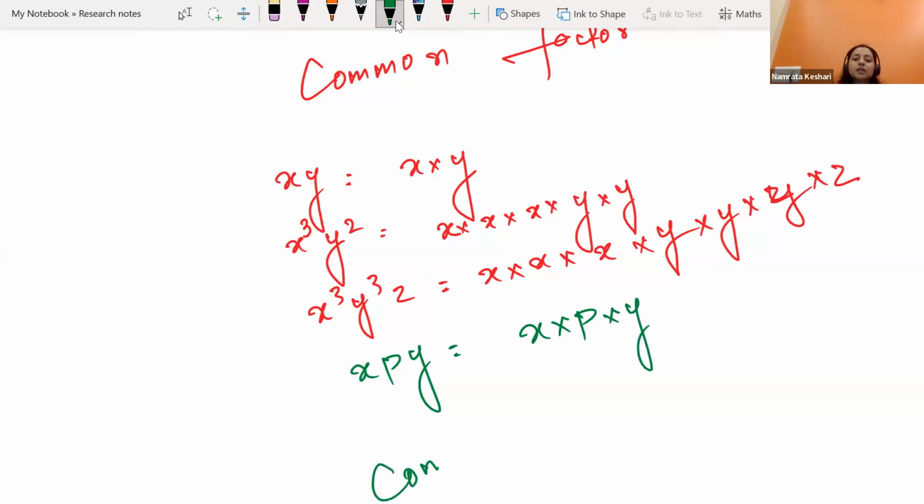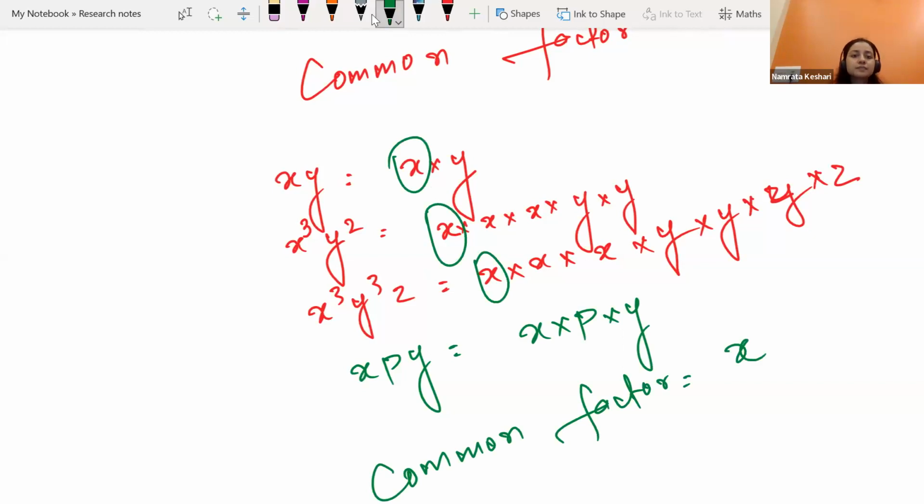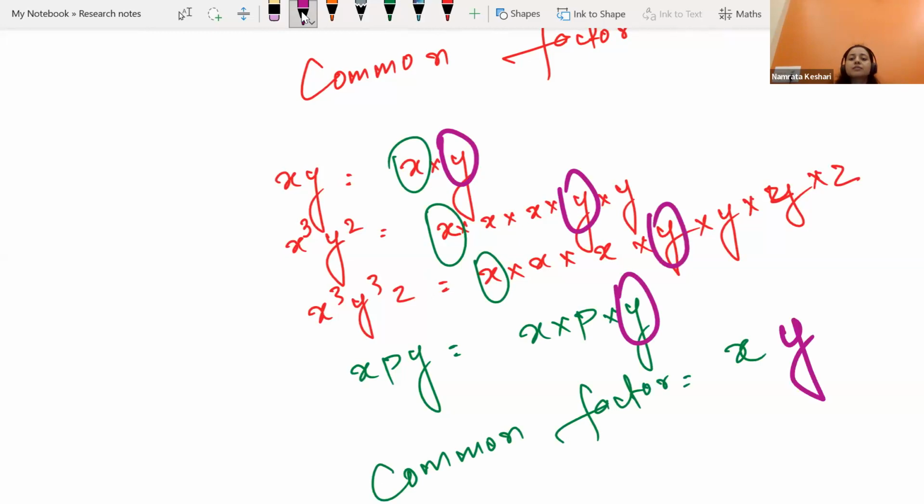Common factor we have to find. X is here, x is here, x is here. 1x. Y is here, y is here, y is here, and here. So y. Anything else which is a common factor from all? No, ma'am. This way you have learned the concept of taking out the common factor. Yes or no?